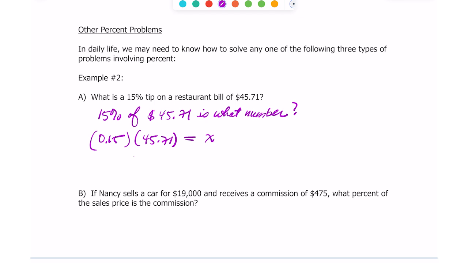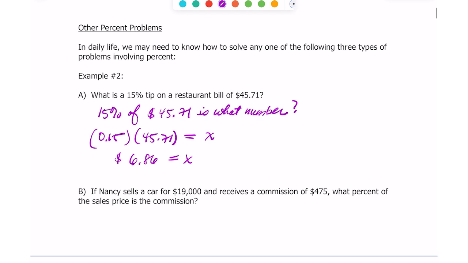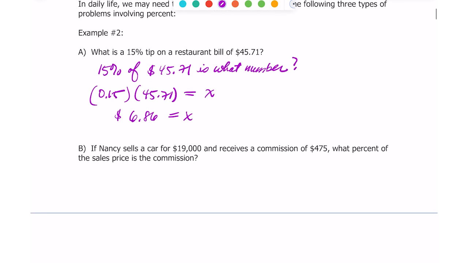So if I multiply 0.15 times 45.71, I end up with $6.86 rounded to the nearest cent. So that would be how much tip you'd want to leave if your bill was $45.71 and the tip was 15% of that bill.